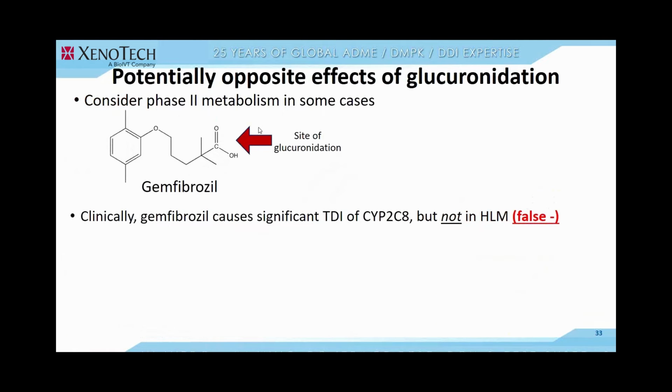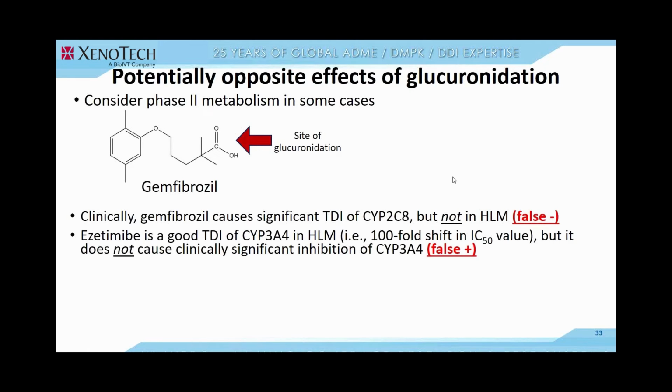So going back to gemfibrozil and ezetimibe, I just want to summarize this quickly with the structures, considering phase 2 metabolism in some cases and the opposite effects of glucuronidation. I mentioned gemfibrozil and Clopidogrel as well. Both have these acyl groups where you get an acyl glucuronide forming, and gemfibrozil causes significant time-dependent inhibition of CYP2C8, but not in human liver microsomes by itself. So that's a false negative.